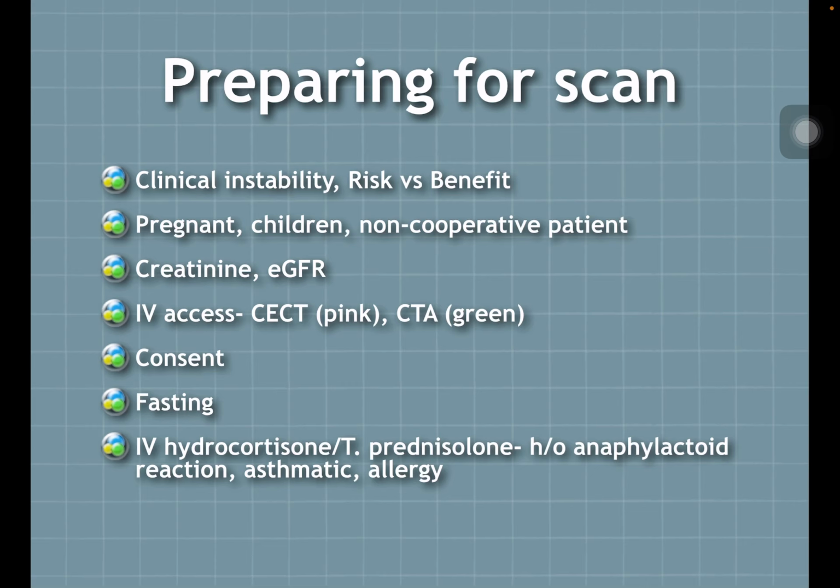And beware, be careful with patients having a history of anaphylactoid reaction, allergy or asthma. Contrast might aggravate their condition, so therefore they need to be covered with prednisolone or at least IV hydrocort prior to the CT.